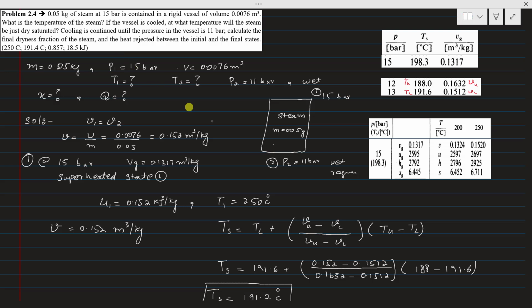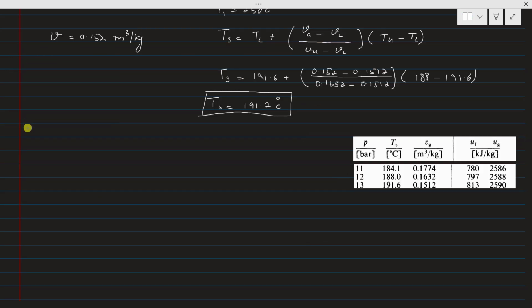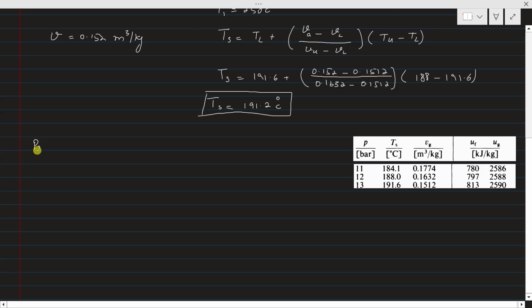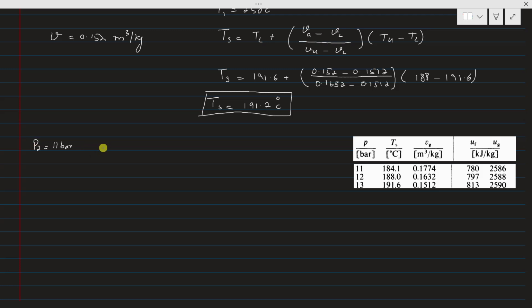Now come to the third condition of the problem statement, where it reached the final state where the pressure drops to 11 bar and the steam is in the wet region. For that we need to find the dryness fraction and the heat rejection taking place between the final and initial. In the final state condition, the pressure is 11 bar and the steam is in the wet condition.